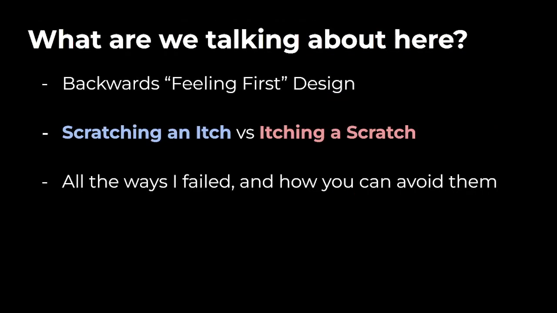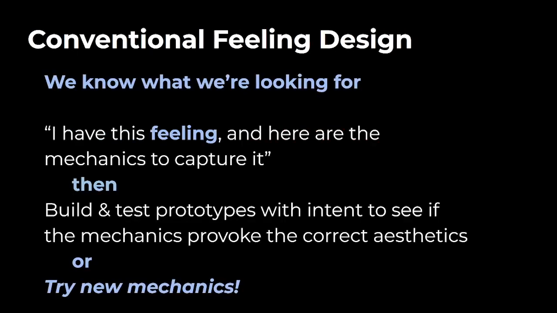So what are we talking about here? We're going to be talking about a few different things, 3 major points, though. So backwards feeling first design, scratching an itch versus itching a scratch, which is the title of the talk, and all the ways that I've failed and how you can avoid them. Which I think is why everybody's really here. So let's start with conventional feeling design.